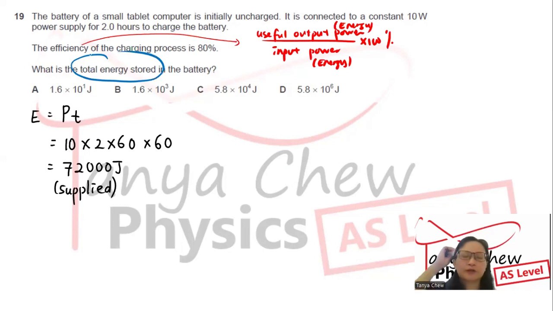So I resolve it in terms of energy, which is equal to power multiplied by time. This is the energy supplied by the power supply to the battery. The power supply is 10 watt and the time taken is 2 hours. You have to convert to seconds because energy must be measured in joules. So 2 hours, times 60 to minutes, times another 60 to seconds. The answer is 72,000 joules. That's the energy supplied by the power supply.